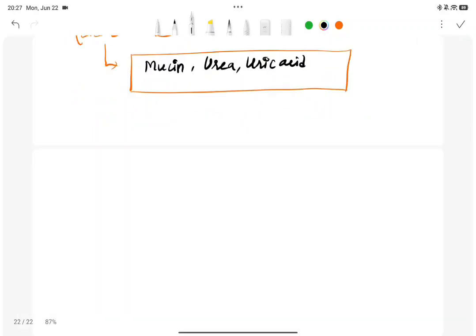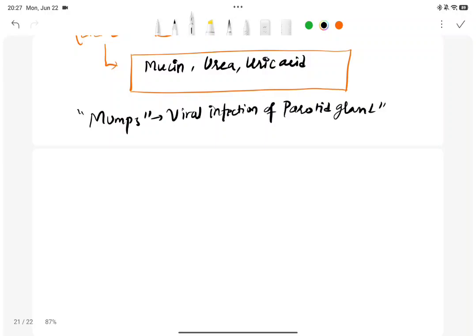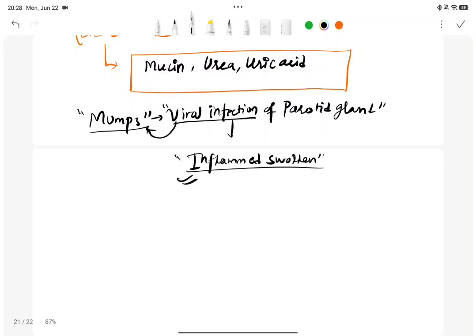Okay. And at last, I will also add one terminology that is known as mumps. Mumps is a viral infection of the parotid gland, which makes the parotid gland inflamed and swollen. An inflamed and swollen parotid gland due to viral infection is known as mumps. So there is one terminology, mumps. You have to remember mumps. Okay.